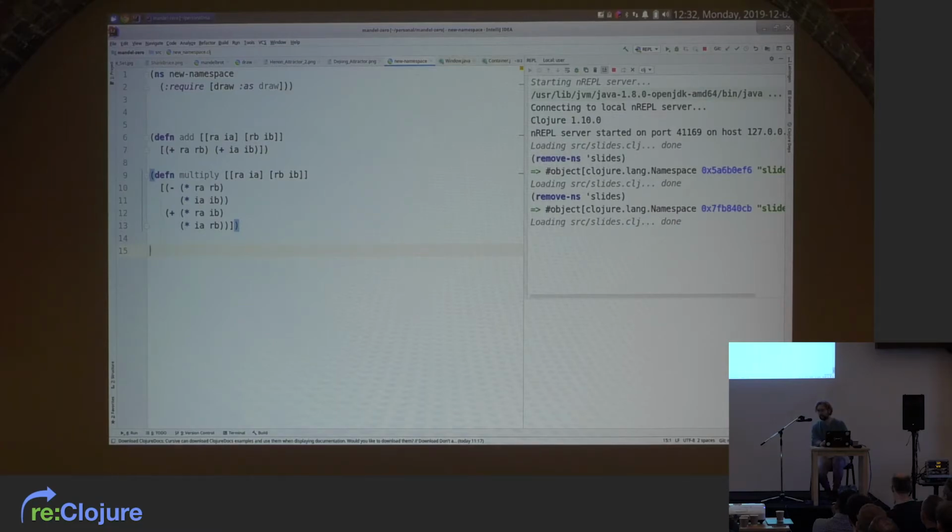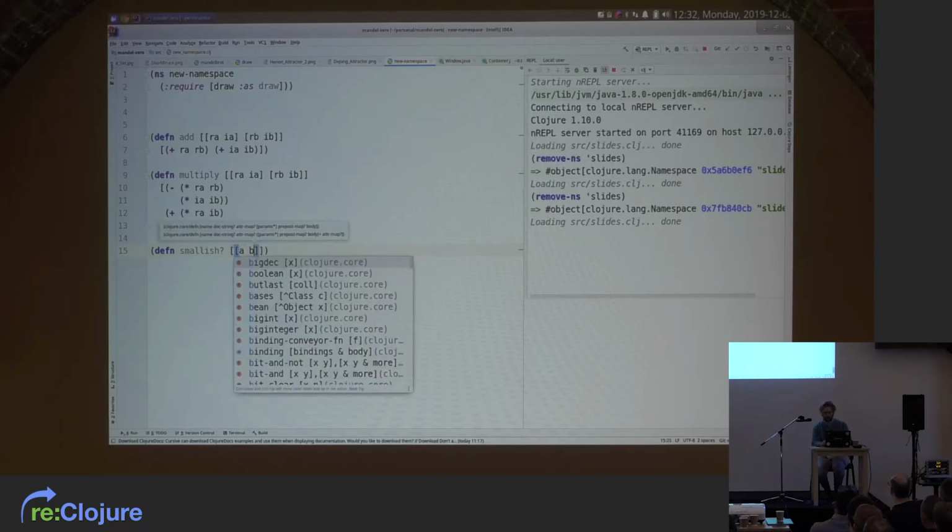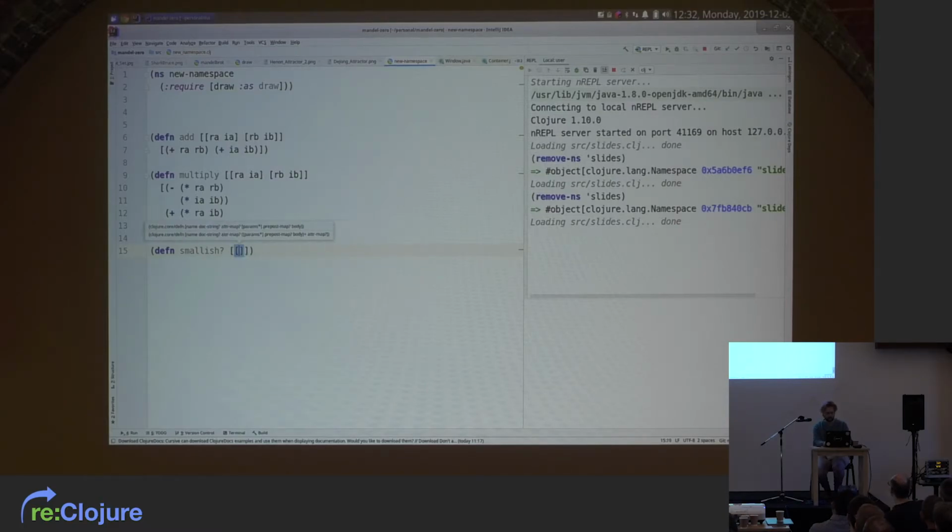The other thing we need to do, if we can do maths on complex numbers, is we're going to need to know whether they're still staying bounded in local space or whether they've got too big. So we're going to need a function that says, are these numbers big or are they kind of smallish? So we'll have a smallish function. Again, we'll operate on a complex number. Sorry, not A and B, real and imaginary. I apologise for the short variable names.